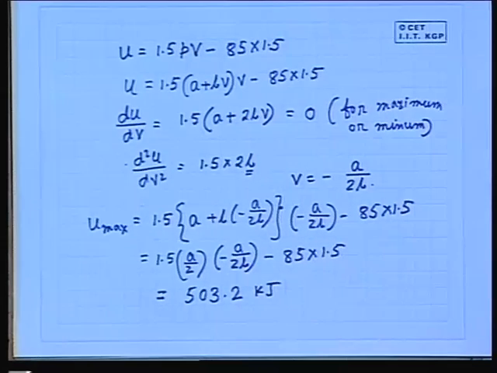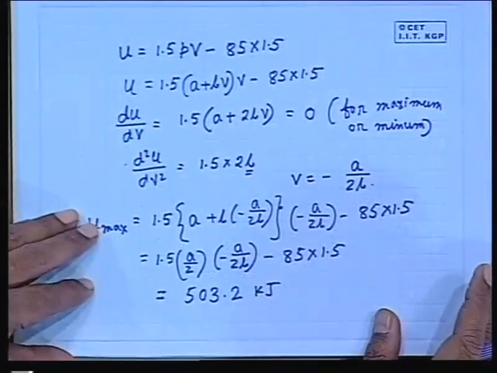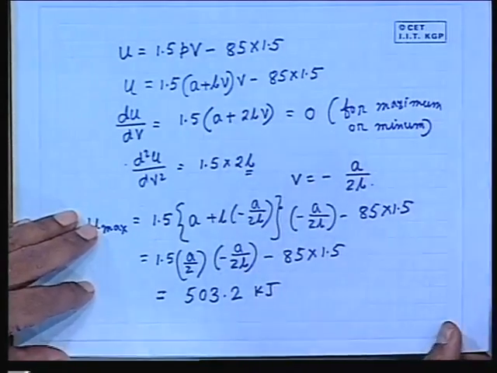Any query? Very straightforward problem applied to a closed system. Straightforward application of the law that Q is equal to U2 minus U1, or delta U, plus W, which is PdV work. In case of PdV work, it is the integration of PdV.